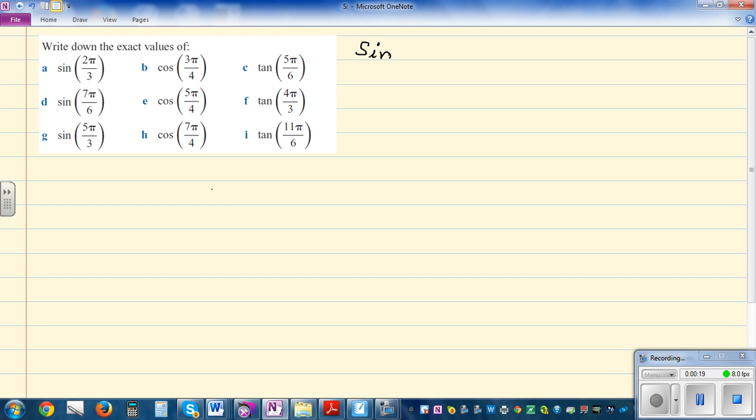So I like to work in degrees, so I know pi is 180 degrees. So this is sine of how much? This is 2 times 180 divided by 3. 3 goes in 180 60 times. So this is sine 120. The question is basically, what is sine 120?